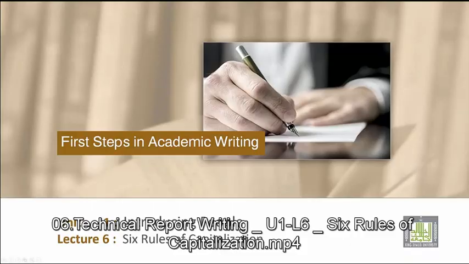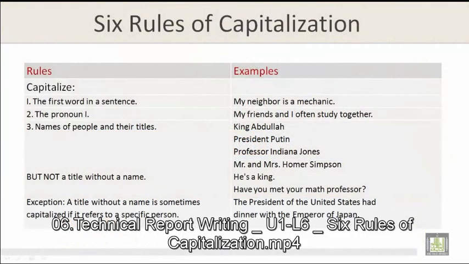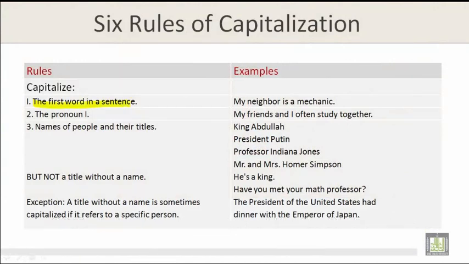There are 6 rules of capitalization. Rule number 1 is the first word in a sentence. And the example, my neighbor is a mechanic. The first word in a sentence is my, and it is capital. Rule number 2, the pronoun I. My friends and I often study together. Rule number 3, the names of people and their titles, but not a title without a name. Exception. A title without a name is sometimes capitalized if it refers to a specific person.